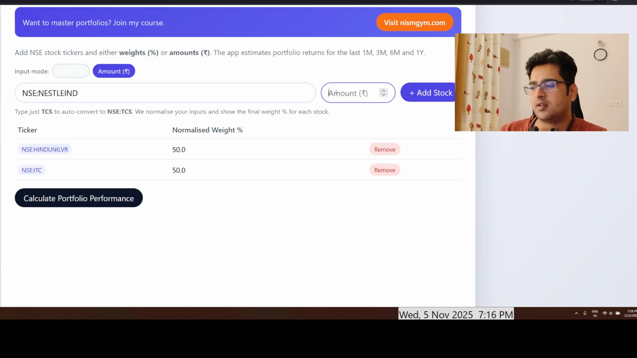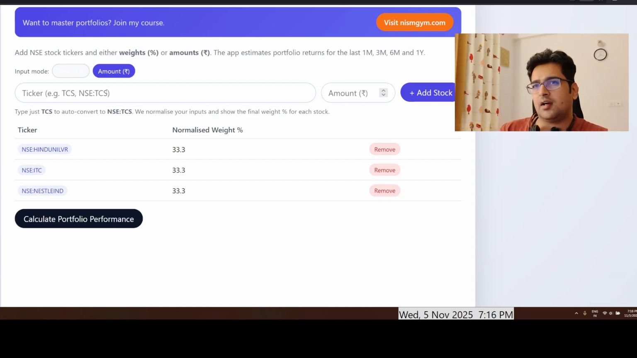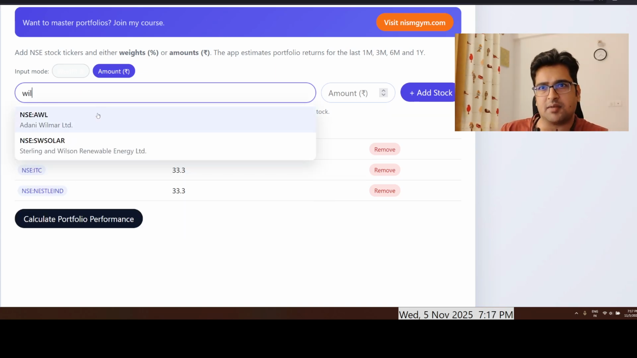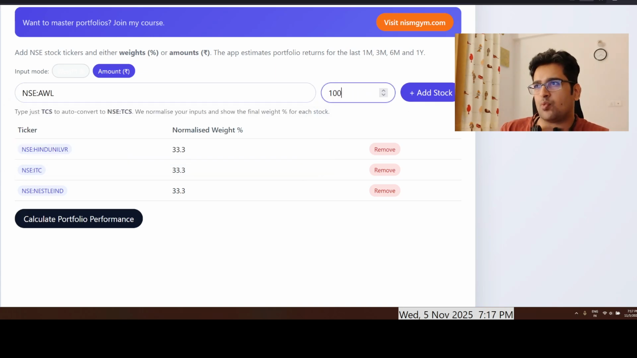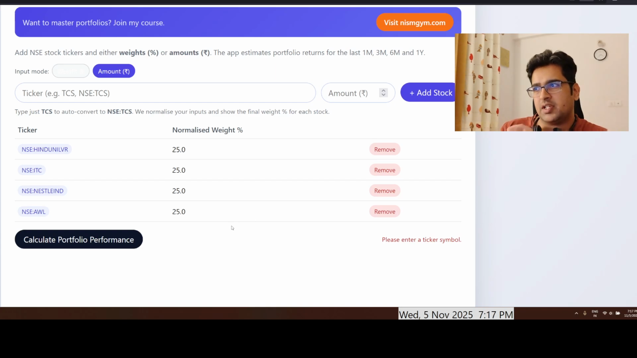Again 100, and let's think of one more. What could be one more good consumer staple to add here? I don't want to do any of the larger names in here. Let me try and see if there is some more niche name that we can come up with here. Like Wilmar, is it still listed? So let me just include Wilmar here and let's just see where that goes, because I want to capture the agriculture agribusiness basket here as well, right? So we have these four, and let's create an equal weighted portfolio of these four stocks, 25 each. And now let's calculate the portfolio performance.